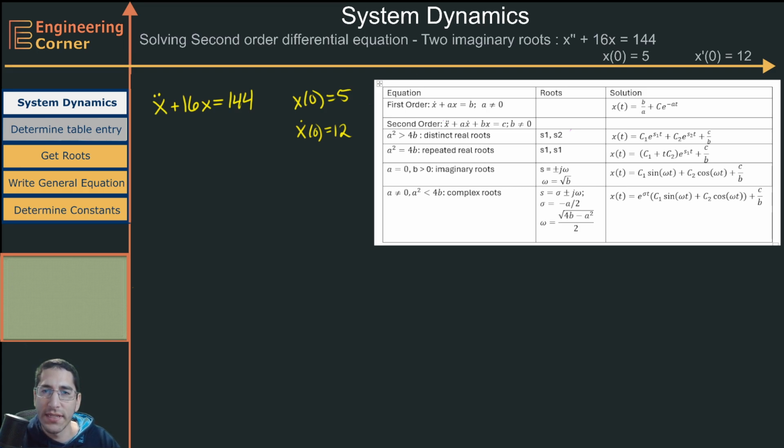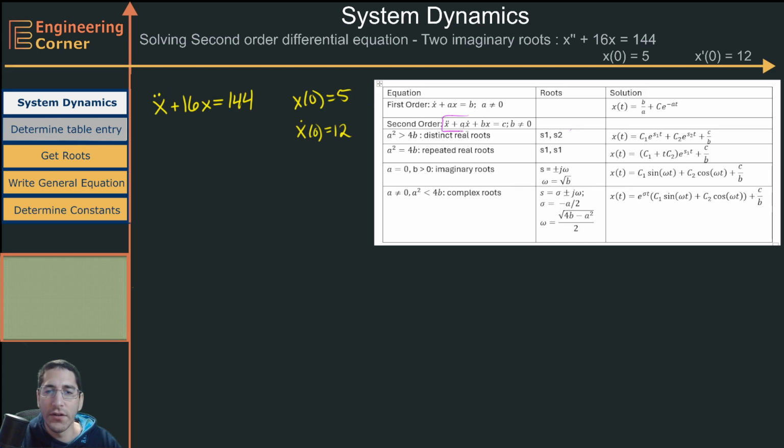Now, the first thing with this table, we need to determine: are we using a first order differential equation or are we working with a second order differential equation? To determine that, we look at the differential equation, we find the highest ordered term for the differential term, which is an x double dot. So we know that it's a double dot, which is a second order term, and that tells us we're going to be working with a second order differential equation.